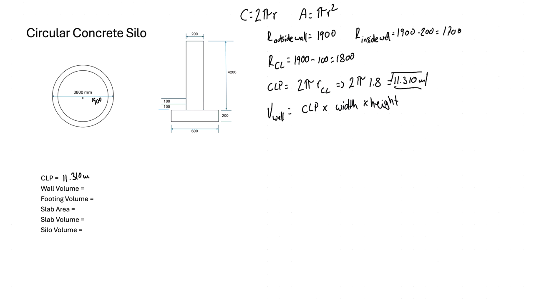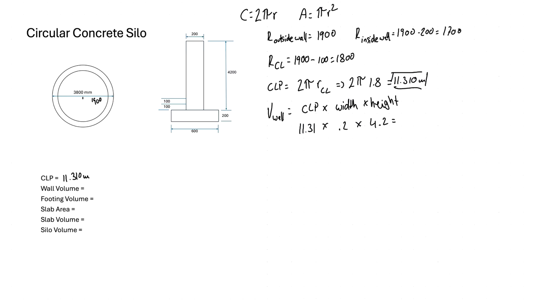So 11.31 times our width. It says 4,200. So turning that into meters, 4.2. Oopsie, and that's our height first. So I'll keep that the same. Sorry, the width is 200 mils. So 0.2 times our height of 4.2. And that's all meters, right? And punching that into the calculator, 11.31 times 0.2 times 4.2.